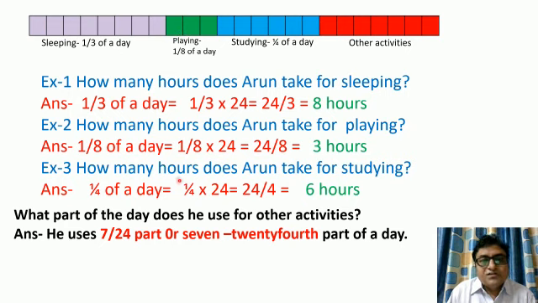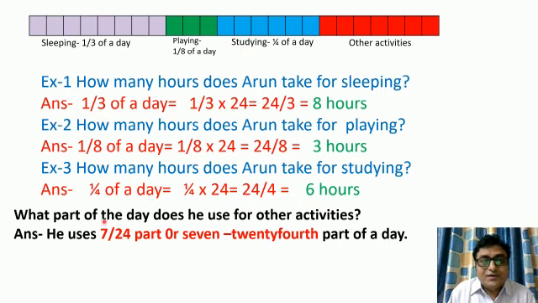Now how many hours does Arun take for studying? So Arun takes 1/4 of a day for studying. So 1/4 of 24 hours is equal to 24 divided by 4, which is equal to 6 hours. So 1, 2, 3, 4, 5, 6. We colored it with blue. So Arun spent 6 hours for studying.